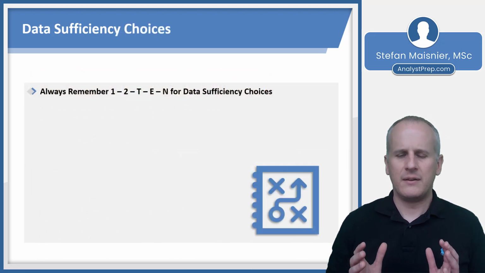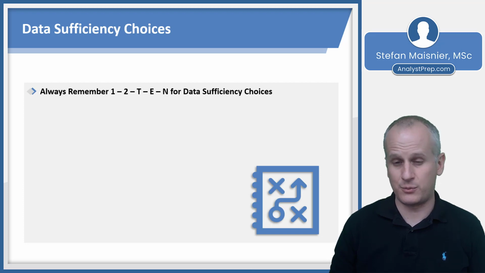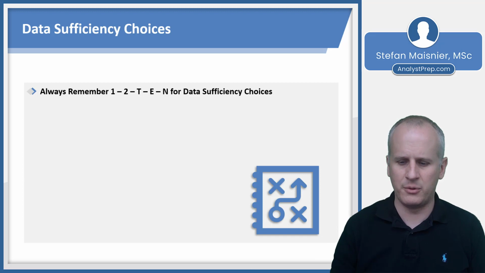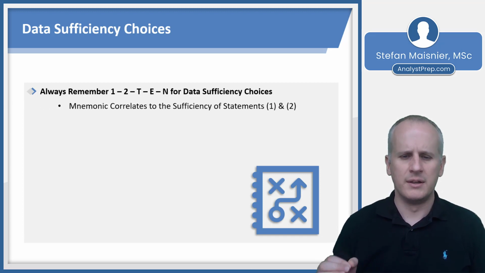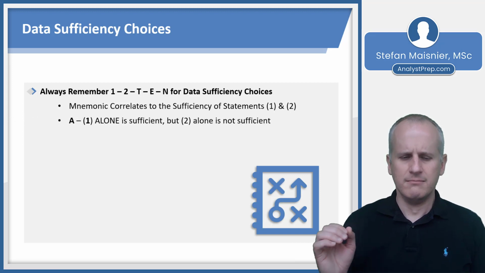So as far as the choices go, this is really important. You want to commit to memory a little mnemonic of 1 to 10 for the data sufficiency choices. We'll also have a process that'll make it so that you're always eliminating some variation or combination of the choices. But 1 to 10, if you ever get stuck, you can just remember this and you'll know what the answer choices mean. So this is going to correlate to the sufficiency of those statements 1 and 2.